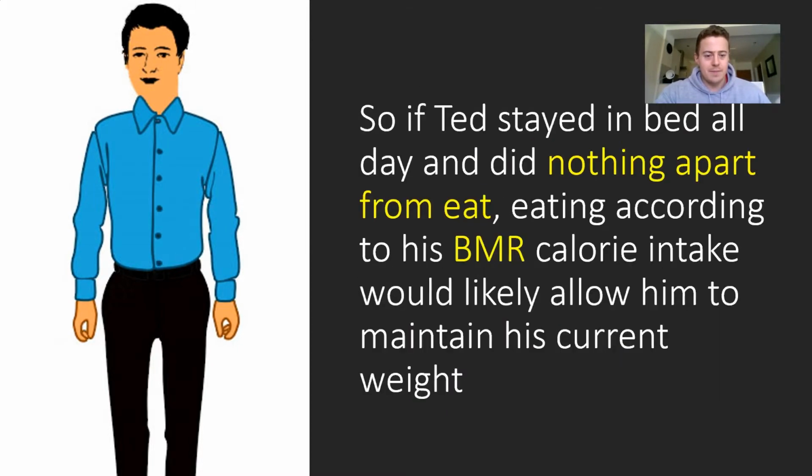doing absolutely nothing. So if Ted stayed in bed all day, for 24 hours, 365 days per year, doing nothing but eating the food he needs, he would be living off his BMR, which would be about 1,800 to 1,900 calories based off his stats. Obviously, this would depend on how much you weigh and your age, so for each of you it's going to be slightly different.